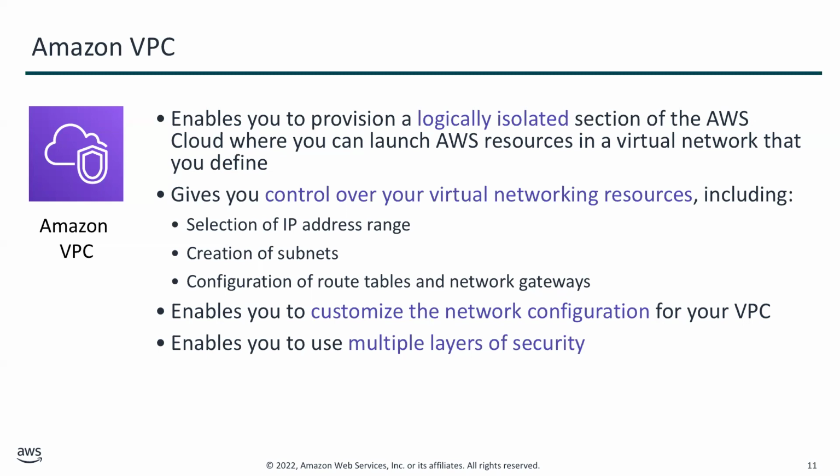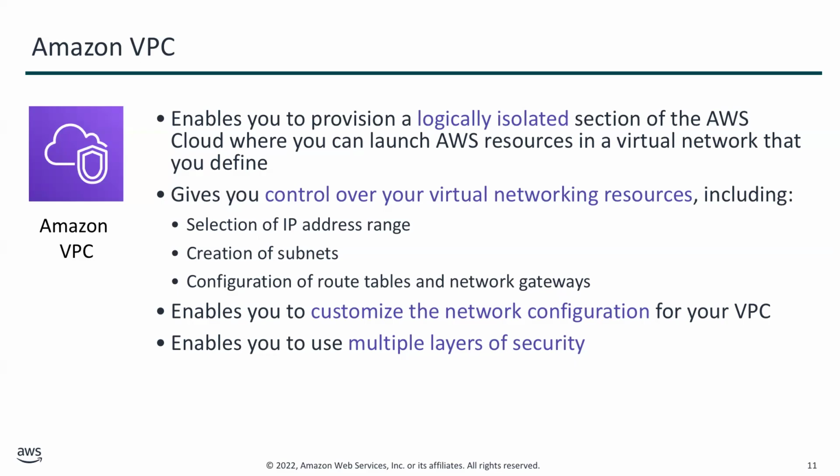Within that network, you keep all your resources. So you are creating a network basically, right? And it's in the cloud, so we say virtual. Within that network, you can create sub-networks, which are called subnets, and other things, right? If we do that, it gives us control over the virtual networking resources, whatever resources we want, including the selection of IP addresses. So which resource gets what identifier, that is IP.